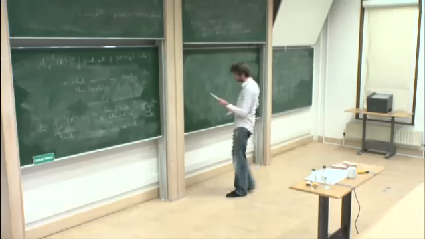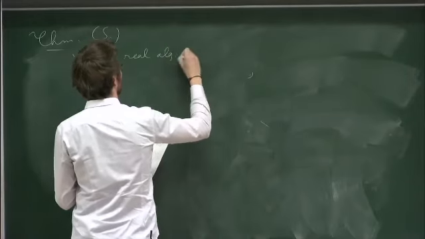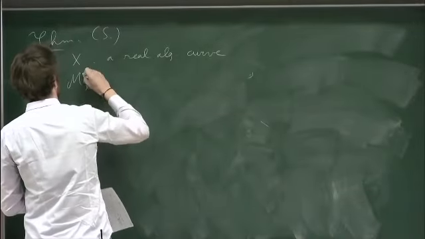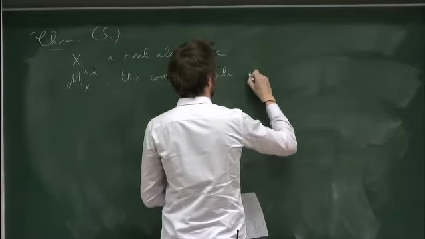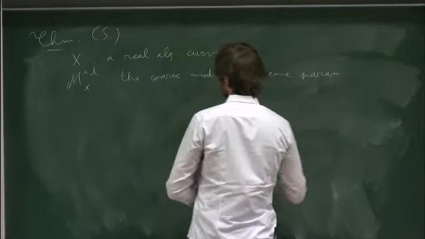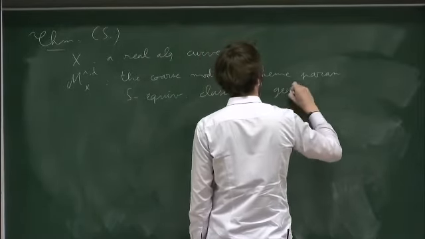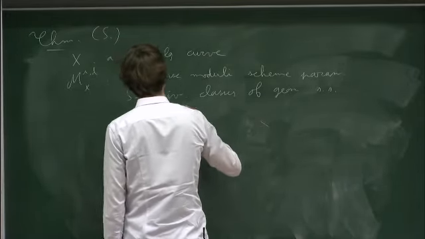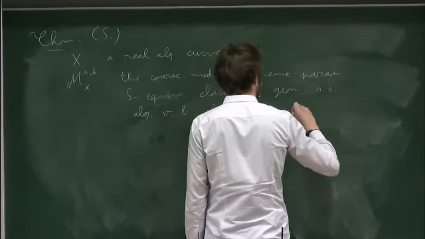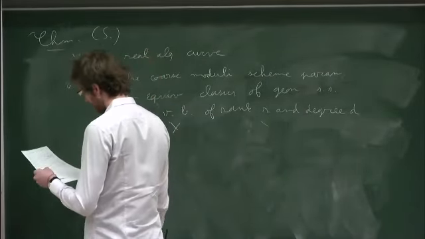Okay, so let me try to say this correctly. So X is a real algebraic curve. M_X(R, D) is the coarse moduli scheme parametrizing S-equivalence classes of geometrically semi-stable algebraic vector bundles of rank R and degree D over X. Okay?